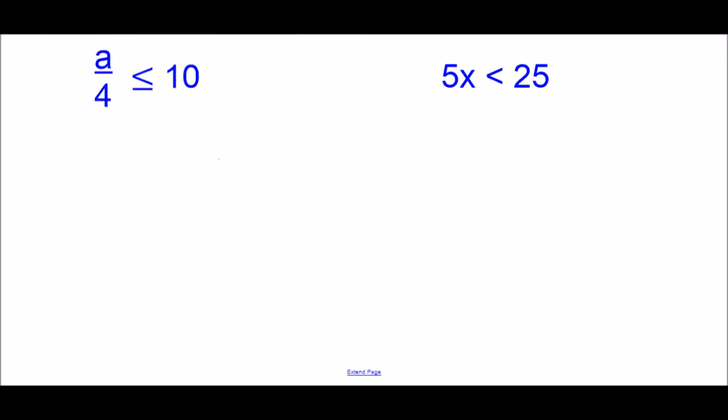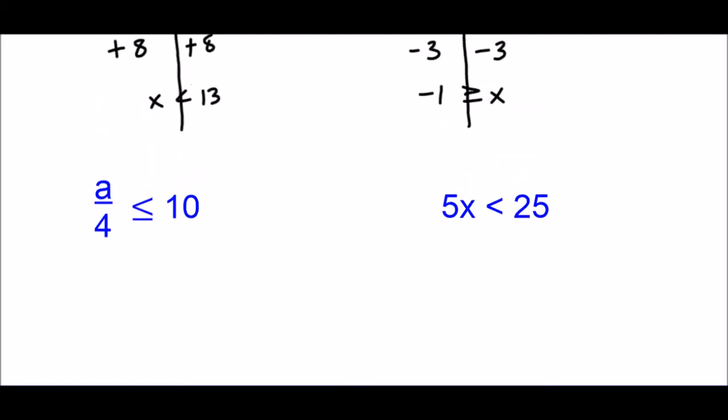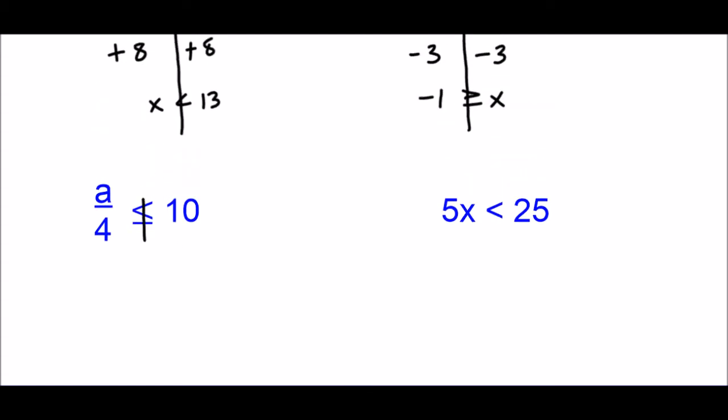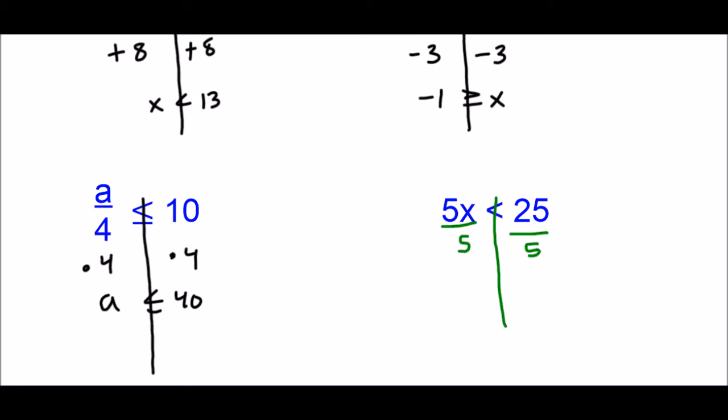Let's try these two. So I've got a over 4 is less than or equal to 10. So I need to undo this divide by 4. So I'm going to multiply by 4. And I get a is less than or equal to 40. And the last one, undo times 5, so I'm going to go ahead and divide by 5. So I have x is less than 5.